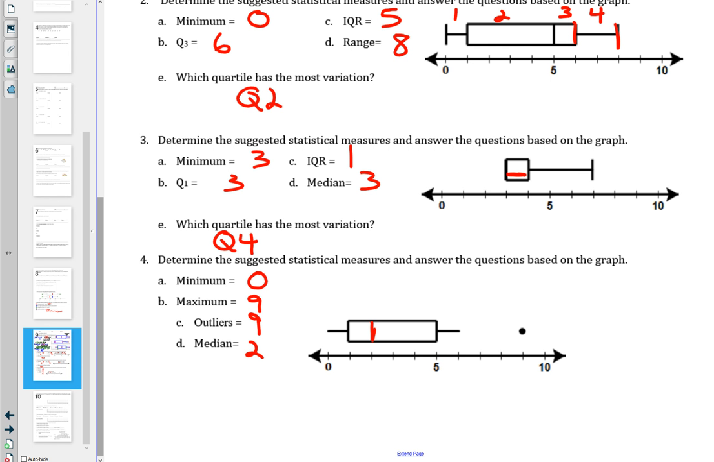No questions? I'm moving on. Last page. Finally made it.